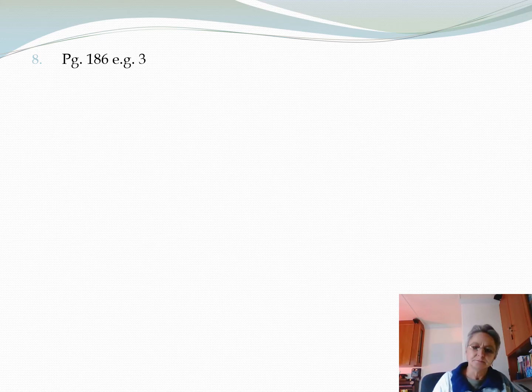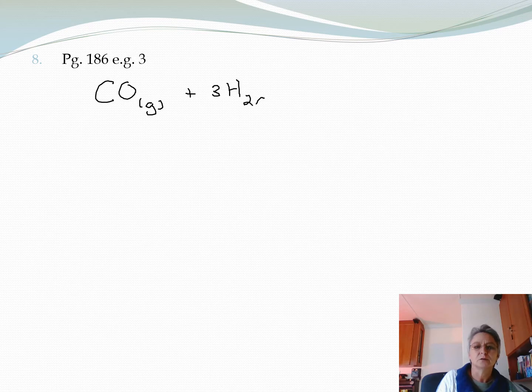So they say that carbon monoxide and hydrogen react as follows. So we have carbon monoxide, a gas, reacting with 3 hydrogen molecules to form an equilibrium situation with methane, a gas, and water, also in the gaseous phase.